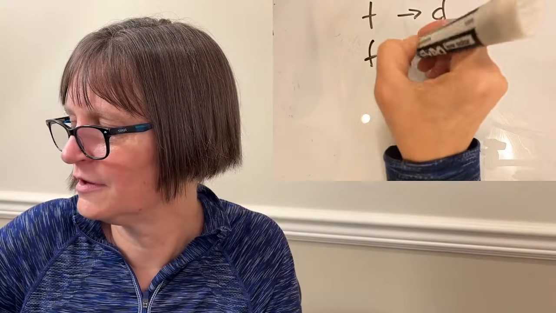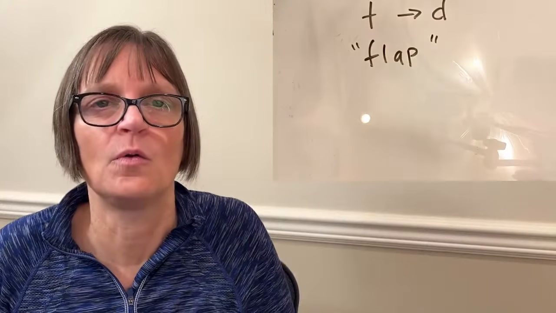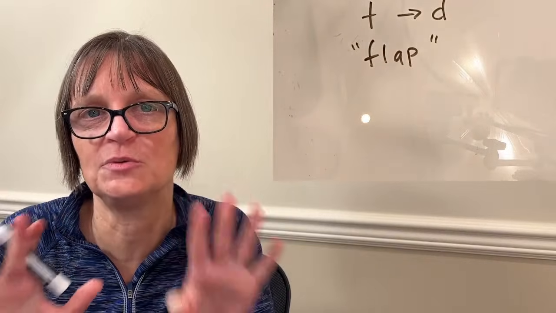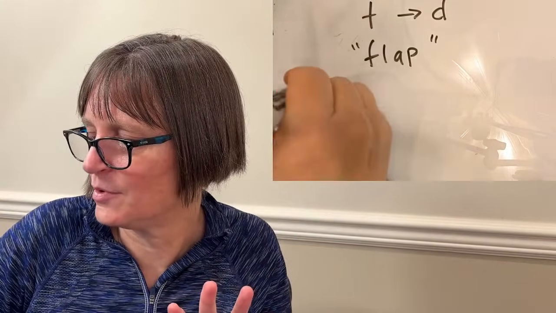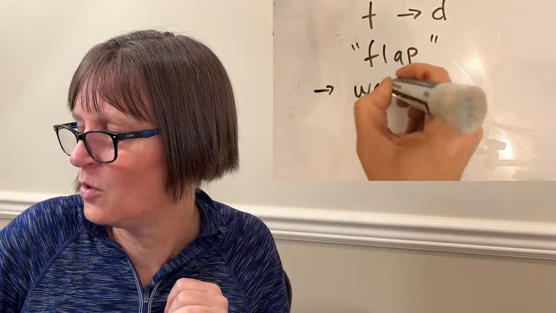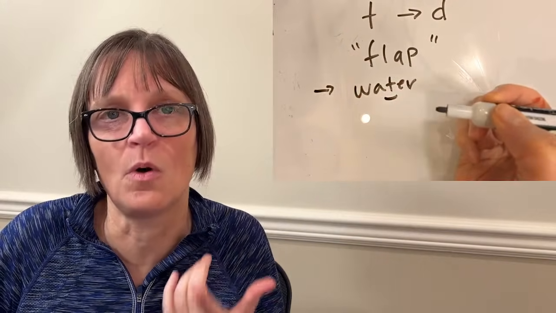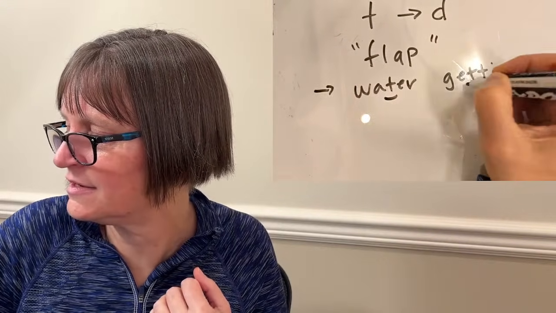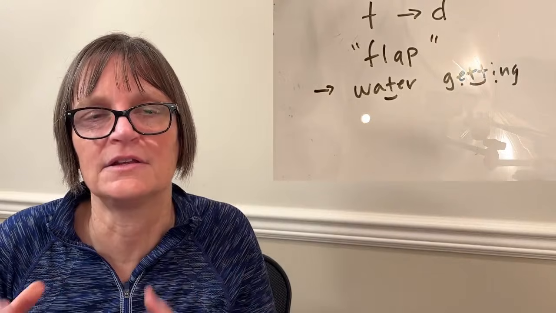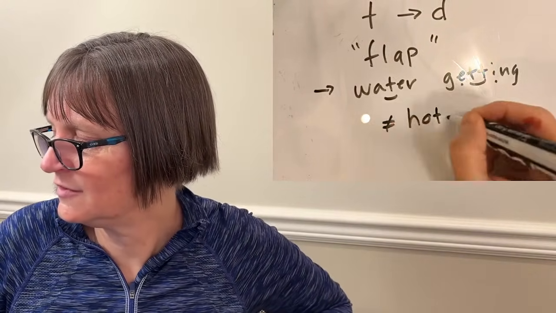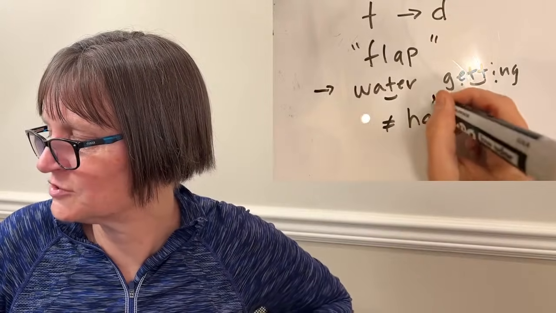So both T and D can become what are called flap sounds. And when the T sounds like a flap, or when the D sounds like a flap, is when it's between two vowels. So for example, in words, it's going to be between two vowels, like in water, it's going to sound like a D, water, or in getting, because on either side we have a vowel sound and it's not stressed. It's not going to sound like D in the word hotel, because we're stressing on that T.